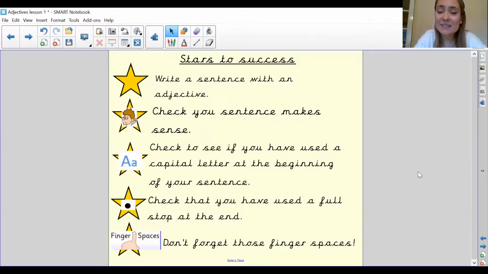Now, when I'm looking at your sentences, what I want to see is that you've used an adjective. You've checked to see when you read it that it makes sense, that you've used a capital letter and a full stop and finger spaces. Okay, so I'm just going to stop sharing now. We're going to do a sentence together, and our sentence is, he was very brave. He was very brave.